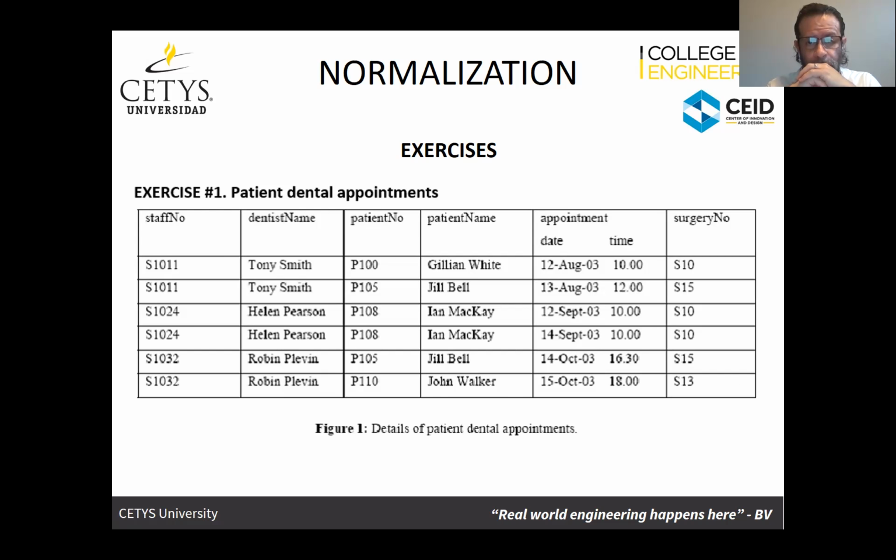And so what do we have here? We identify a staff number that's kind of the employee ID or the dentist ID. It's associated to a dentist's name. Right now on the list, we've got 3 dentists, Tony Smith, Helen Pearson, and Robin Plevin. We've got patients, and each patient is identified by a patient number. So we've got Gillian White, Jill Bell, Ian McKay, and John Walker. And each of these has a unique identifier. Then there's an appointment date and an appointment time.